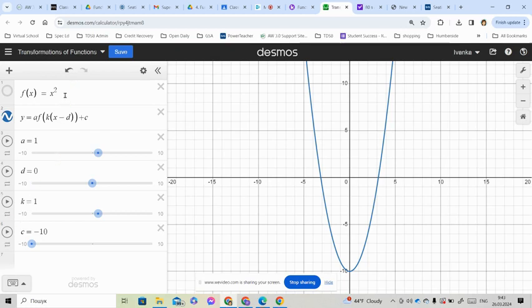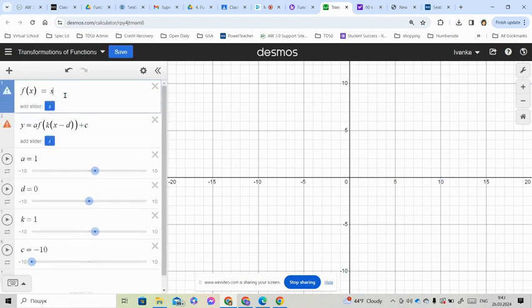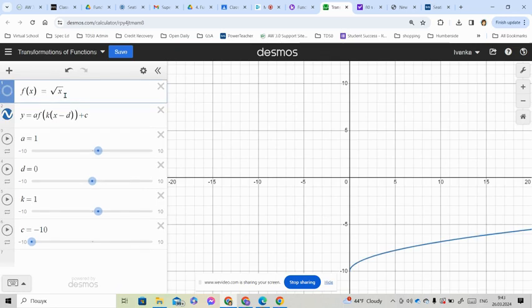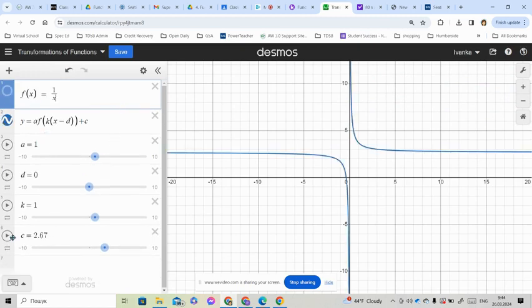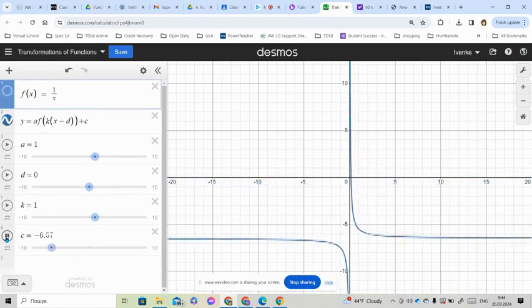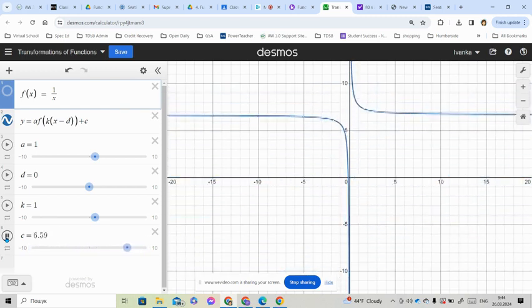Now, what if I change the function? What if instead of y equals x squared, I use the radical function? Well, let's see. As I move the C, what's happening to it? Just another vertical translation, right? The shape doesn't change. It doesn't move sideways. So all that C does, regardless of the function, is it moves our function up and down. What if I did the reciprocal function? It's just moving up and down. We see that? So that's what the C does.